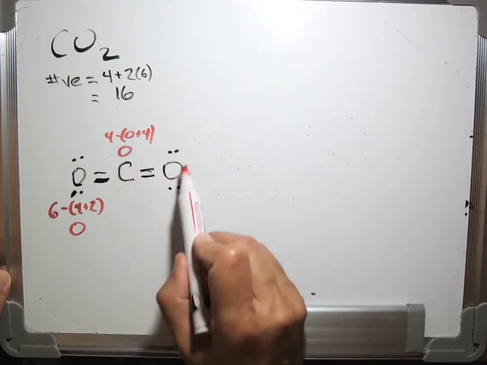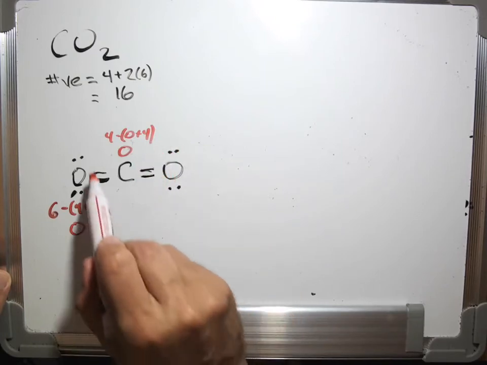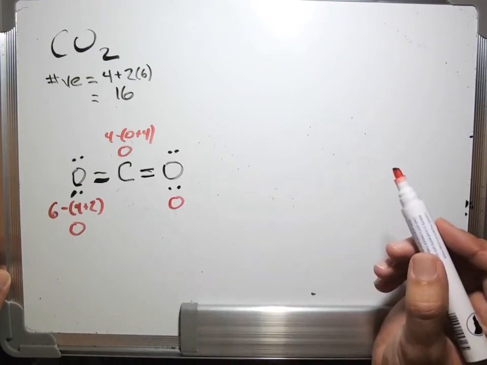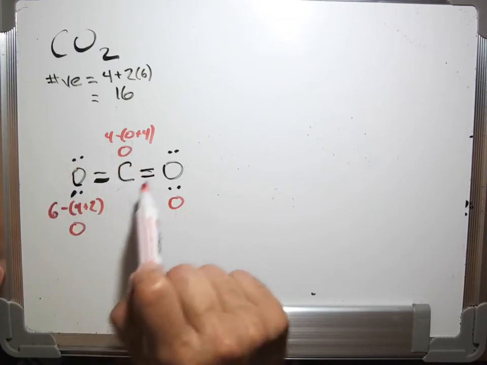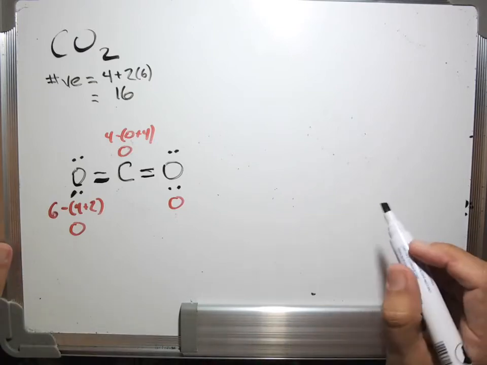This oxygen has the same arrangement of lone pairs of electrons and bonds as this oxygen did, and indeed its formal charge is 0. There's another way I could have arranged these bonds and lone pairs of electrons and still satisfy the octet rule. Let's take a look at what that particular Lewis diagram would have been.